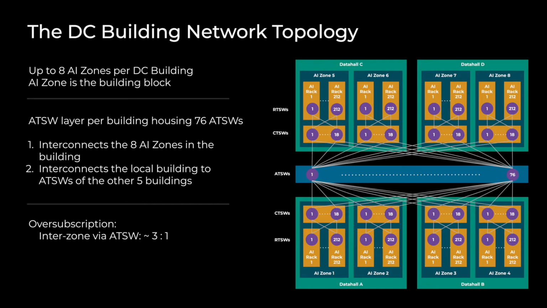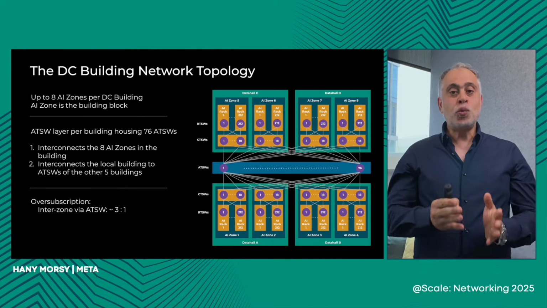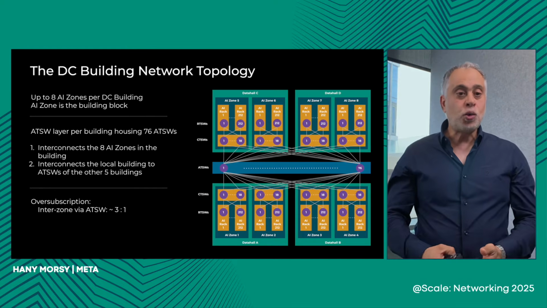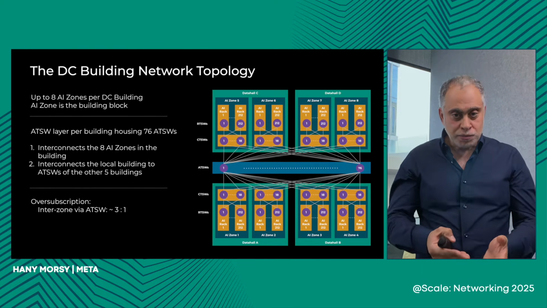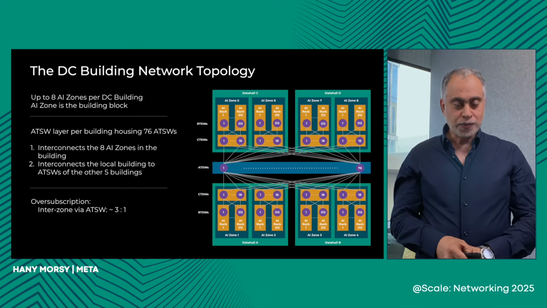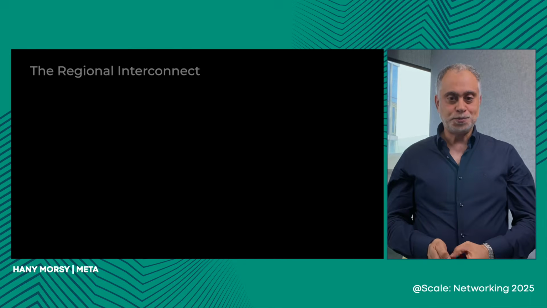The ATSW layer not only interconnects the 8 AI zones within the building, but also connects the building to other buildings in the region, providing regional connectivity. It's also worth mentioning here that for one AI zone to cross the ATSW layer and talk to another AI zone, there will be oversubscription of roughly 3 to 1. All right, now we take a closer look at the regional connectivity.